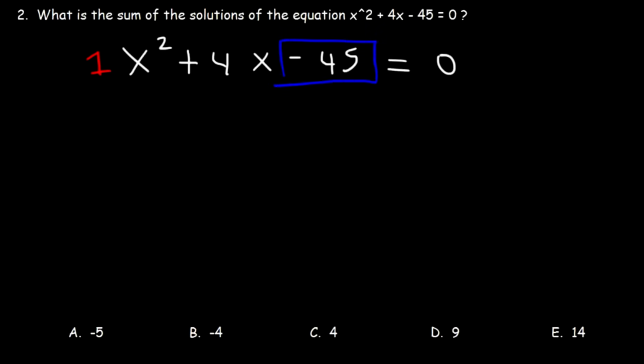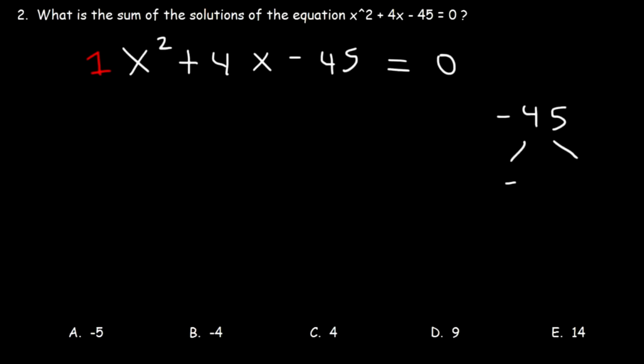Number 2. What is the sum of the solutions of the equation x squared plus 4x minus 45 equals 0? So what can we do in this problem? Well, first, we need to find the value of x in this equation. So we have a trinomial with a leading coefficient of 1. So we need to factor the equation. So what two numbers multiply to negative 45 but add to the middle term 4? What are those two numbers?